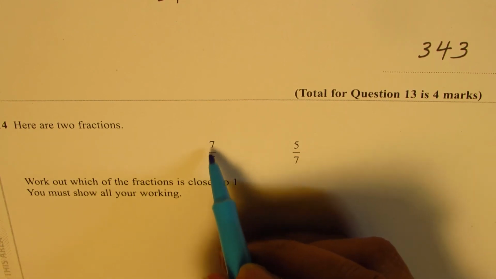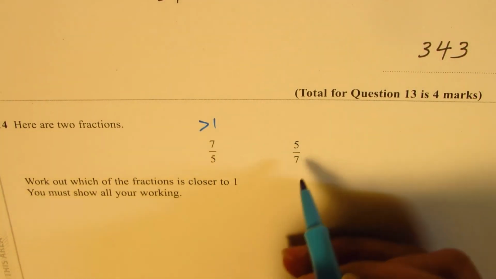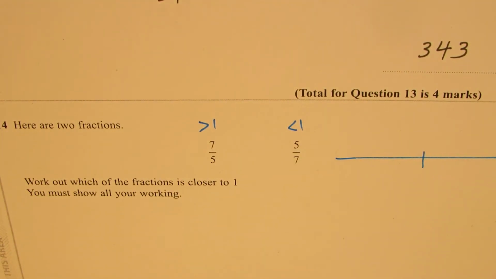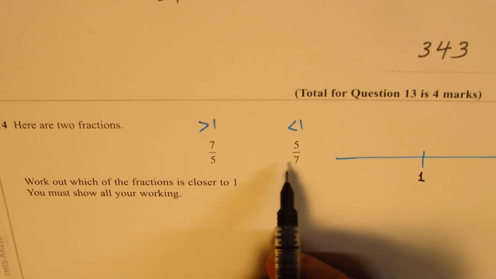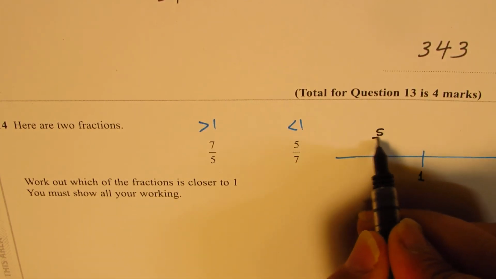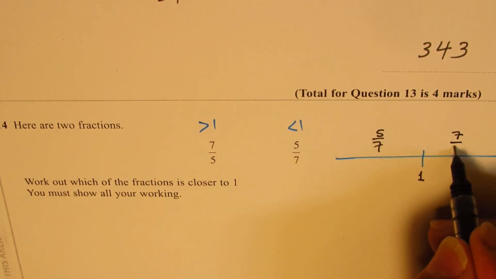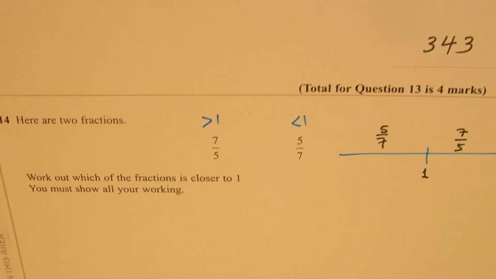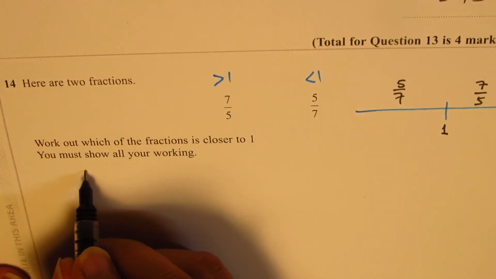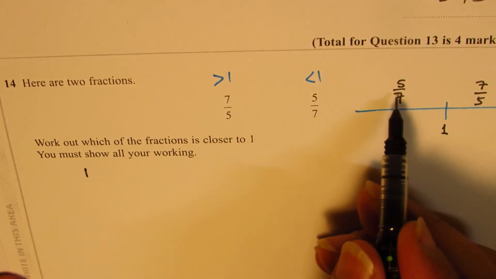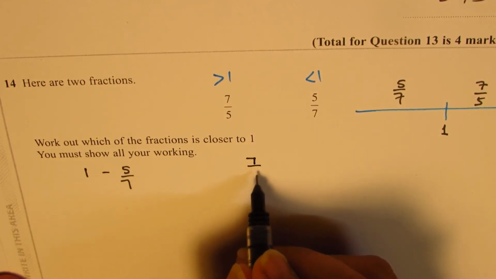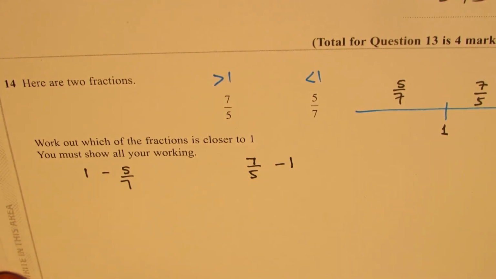Now, 7 by 5 is greater than 1, and 5 by 7 is less than 1, correct? So if we have 1 here, then 5 by 7 is on this side and 7 by 5 is on this side. We want to figure out which one is closer. So let's find the difference between 1 and the fraction. We can find 1 minus 5 over 7, and also 7 over 5 minus 1, and then compare these two numbers.